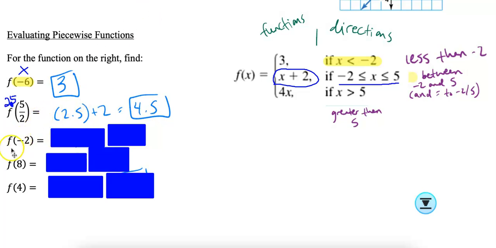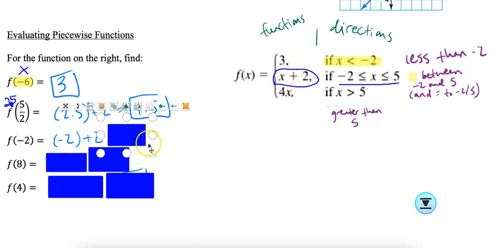Moving on, I want to find f of negative 2. So I'm going to come over here to my directions. I've got a negative 2 two times. So if it is equal to negative 2, it needs to be plugged into this middle equation. So I'm going to take negative 2 and replace it right here in this equation. So I would start off with negative 2 and then add 2, which we know negative 2 and a positive 2 will cancel out to give you 0.